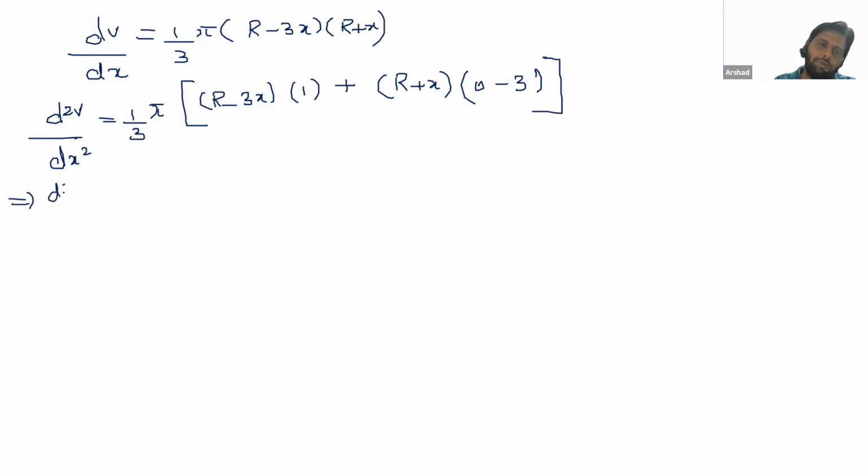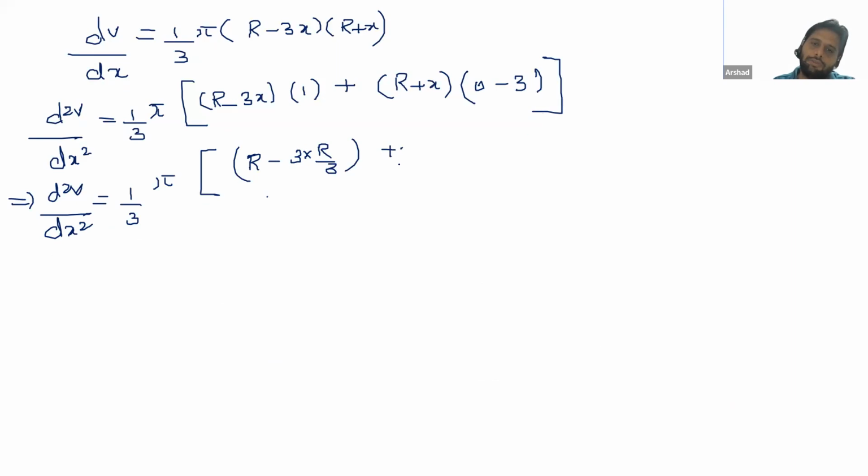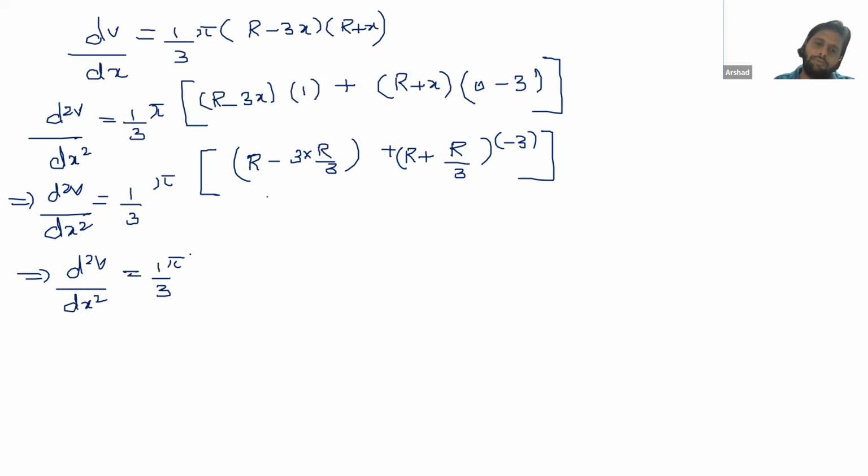So d square v by dx square is equal to 1 by 3 pi. What is the value of x we have? r by 3. So put the value here. So r minus 3 into r by 3, plus r by 3 minus 3. So d square v by dx square is equal to 1 by 3 pi. So 3 cancels out. So r minus r, which is 0.